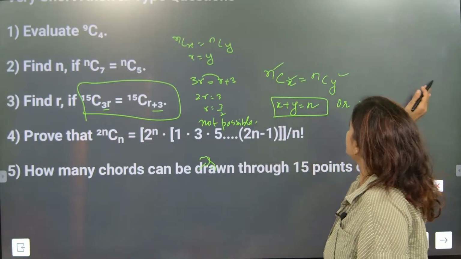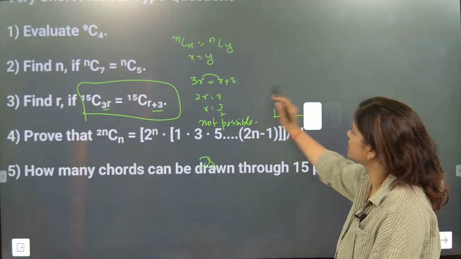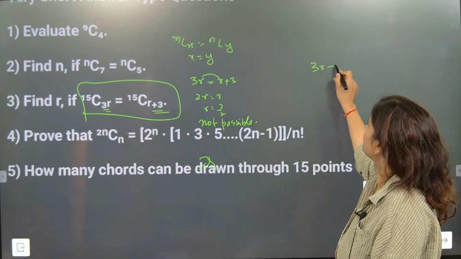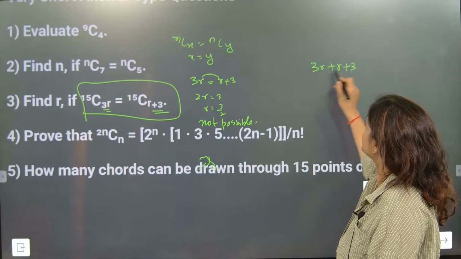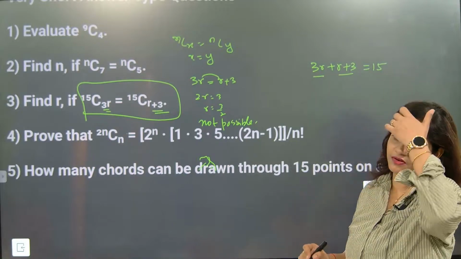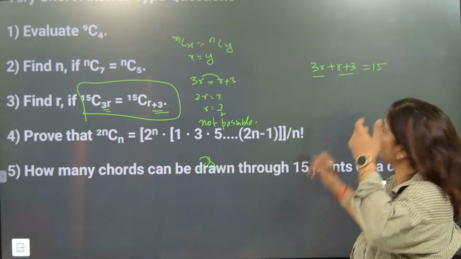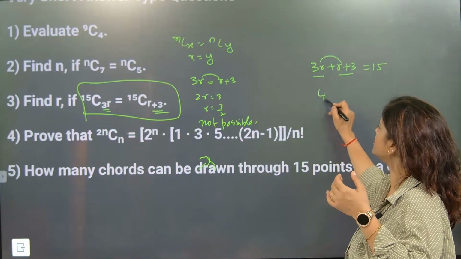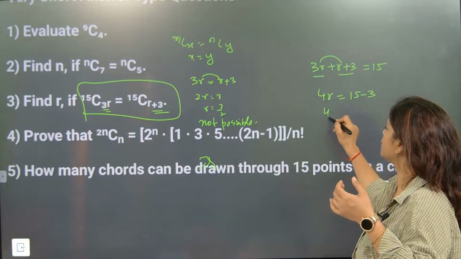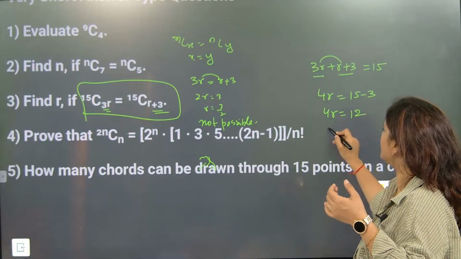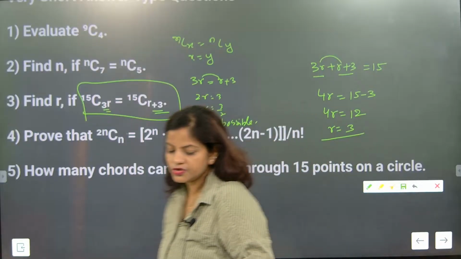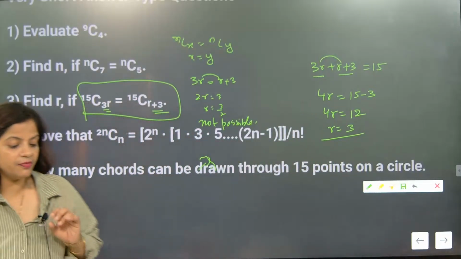So here you can write directly x plus y, so this 2 you can add, that is 3r plus 3, and that should be equal to 15. Understood? So now let's check. r plus r, how much will become? 4r equal to 15 minus 3. So 4r is equal to 12. So r is equal to 3. Understood.